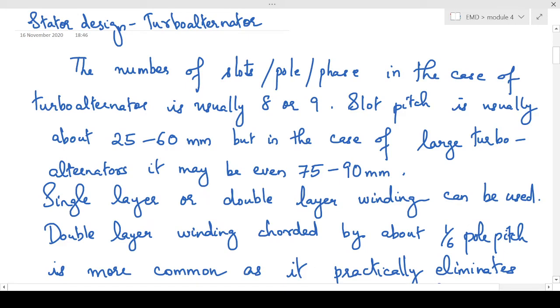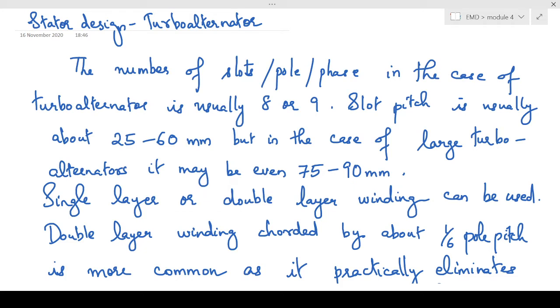Hello everyone. In this video we'll see the stator design of a turbo alternator and we'll see one design problem based on that. Since turbo alternators are high speed alternators, the number of poles will be less, usually 2 to 4, and so the number of slots per pole per phase will be large, usually 8 or 9.